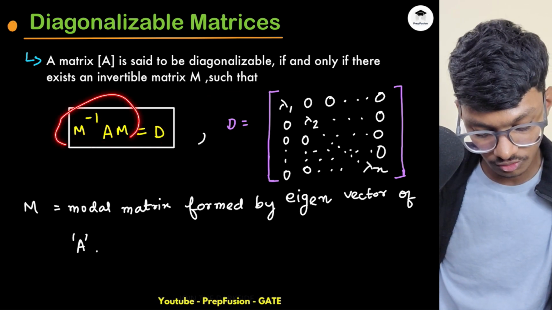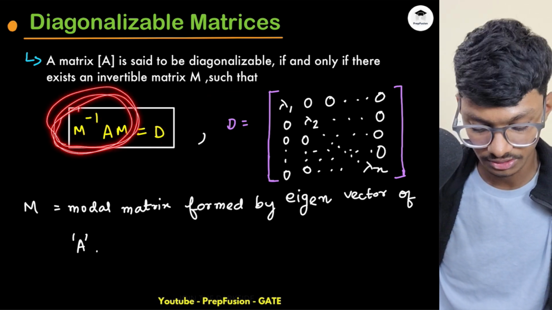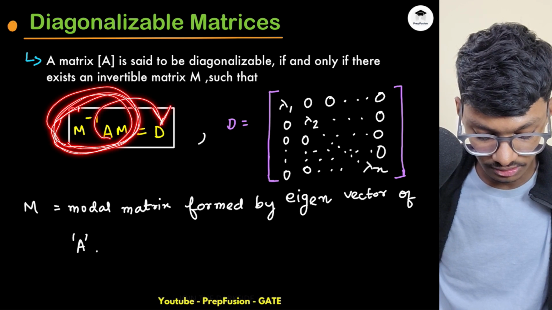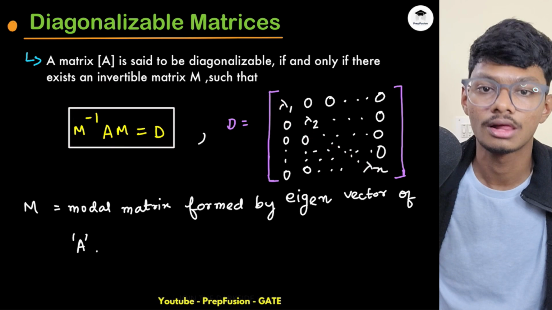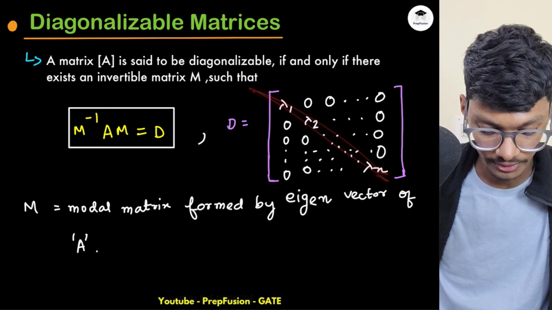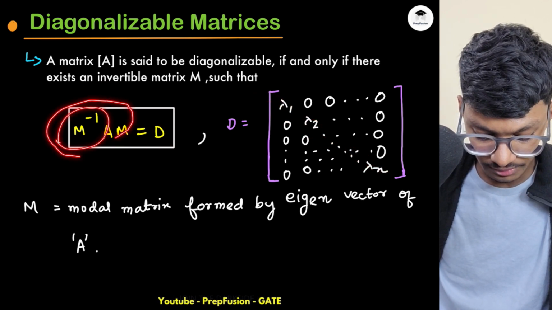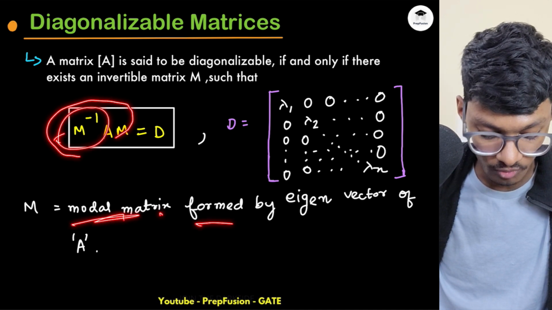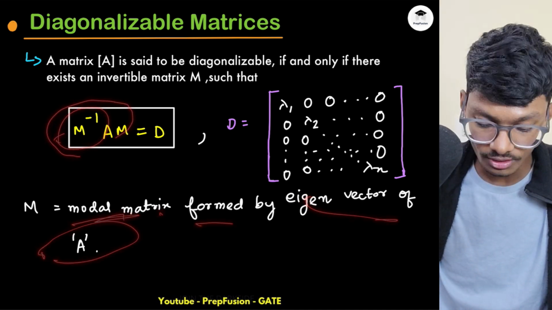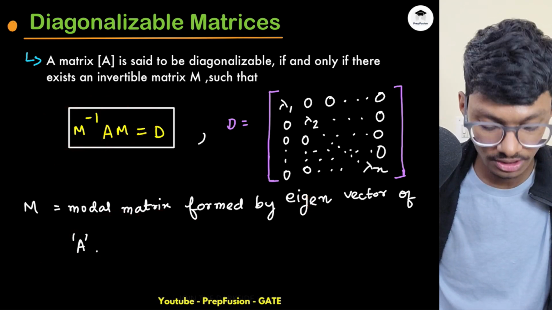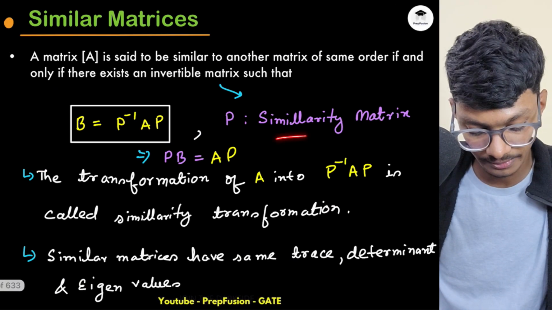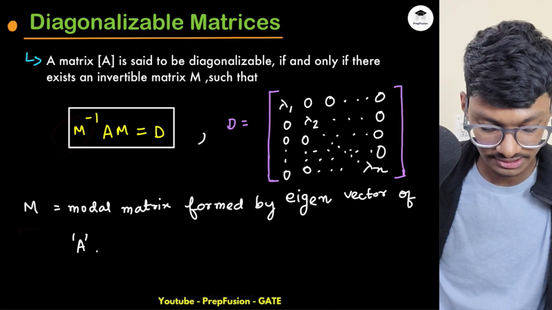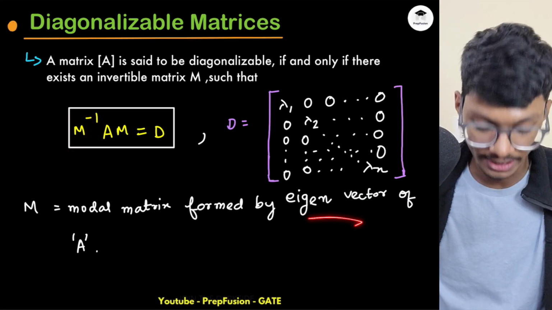This is also a similarity type of transformation, but this time the matrix I get is a diagonal matrix, and the diagonal elements are all the eigenvalues. M will be the modal matrix formed by the eigenvectors of A. So I'm applying the similarity transformation again, and the similarity matrix is the modal matrix, formed by eigenvectors of A.